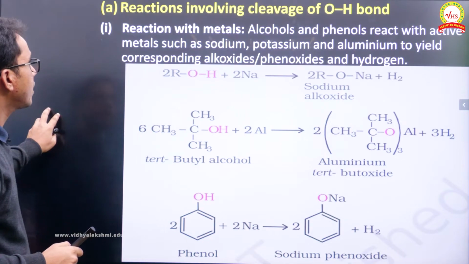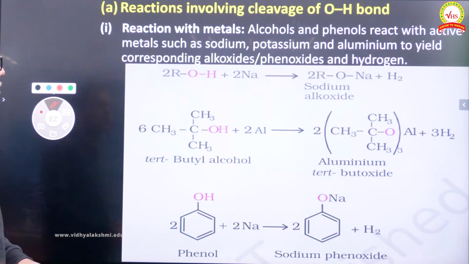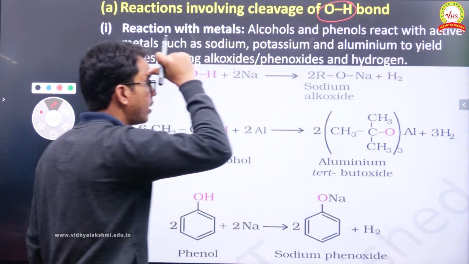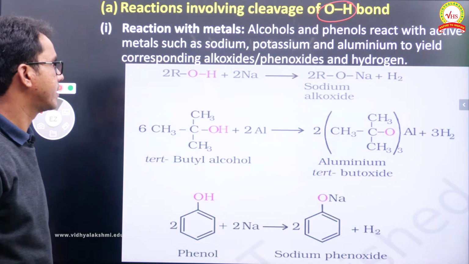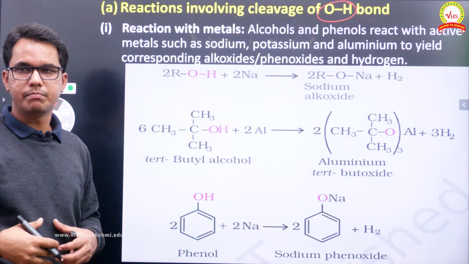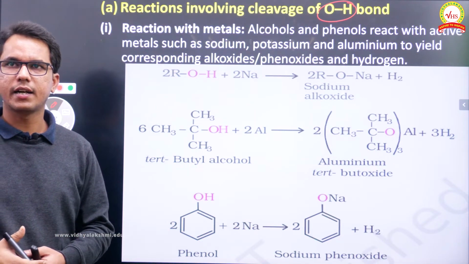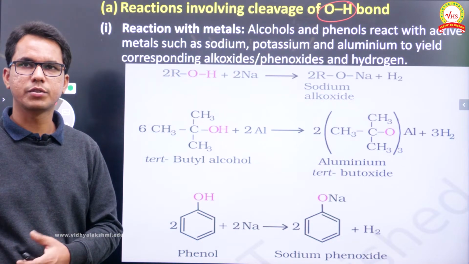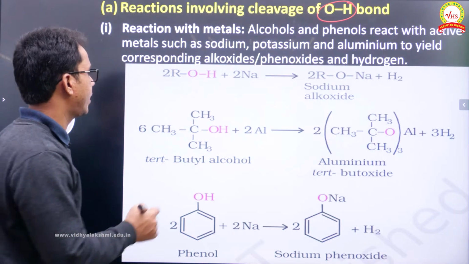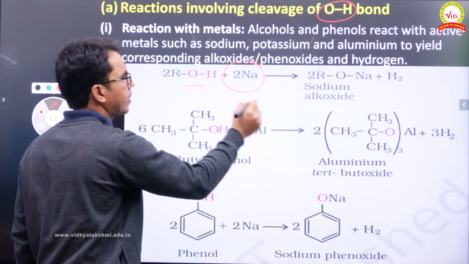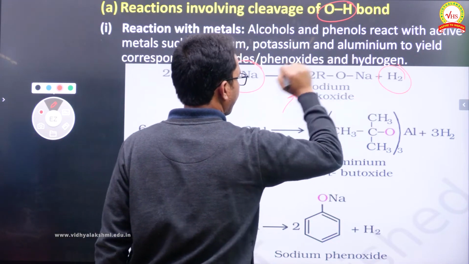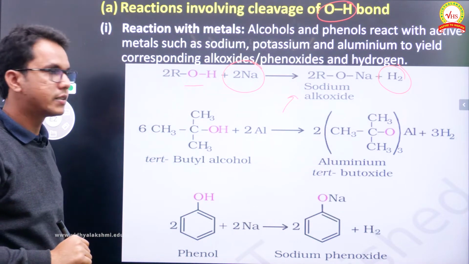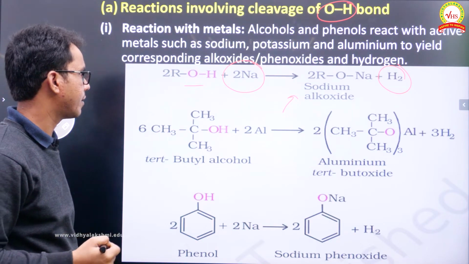Next, reaction with metals. In this case, OH cleavage takes place. OH cleavage means it can act as a nucleophile here. Generally, whenever metals react with acid, they release hydrogen gas. That gas could be tested with a burning matchstick, which gives a pop sound. Similarly, here also, if you take alcohols with sodium, it gives a salt plus hydrogen gas. This resembles the properties of acids, which is why alcohols also show certain acidic character.